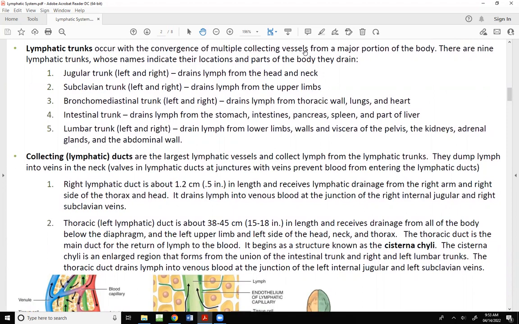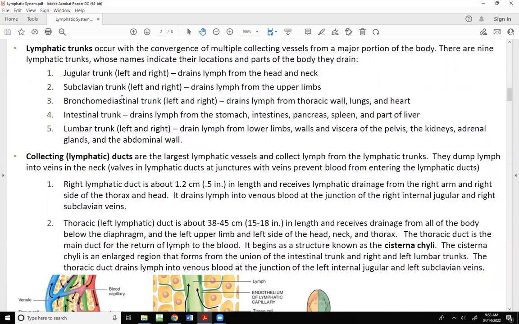Okay. From there, the lymph is going to flow into the lymphatic trunks, and those occur with the convergence of multiple collecting vessels from a major portion of the body. There are 9 of these trunks, and their name indicates the locations of the parts of the body that they drain. Okay. Most of them are in pairs. The only one that's not, and that's why there's 9 and not an even number, is there's only one intestinal trunk.